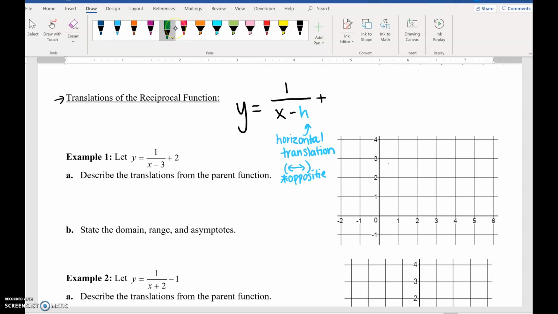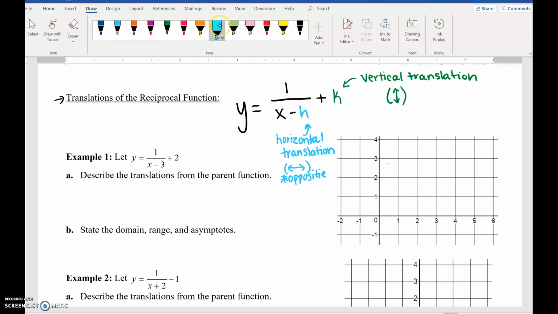Okay, and then the other one we have is our k, which is our vertical translation. And so that's going to be moving it up or down. And this one is exactly how we see it. So if it says +2, we're going to move up 2. Okay, so those are the translations, and it's very similar to the quadratics that we did or the absolute value. It's just a different parent function now.